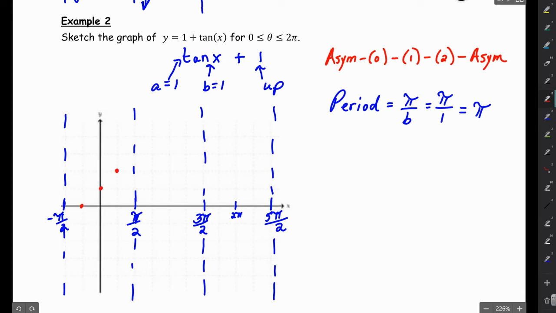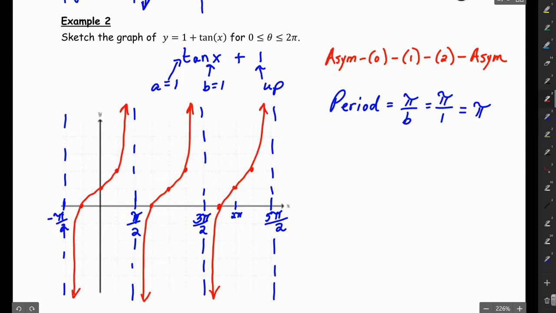0, 1, and 2. Let's sketch those in. And we need to make a note that we only need to sketch from 0 to 2 pi. So if you want, you can just erase the parts of the graph now that aren't between 0 and 2 pi, or I think I'm just going to highlight them this time.